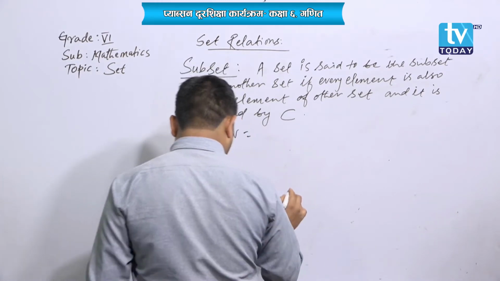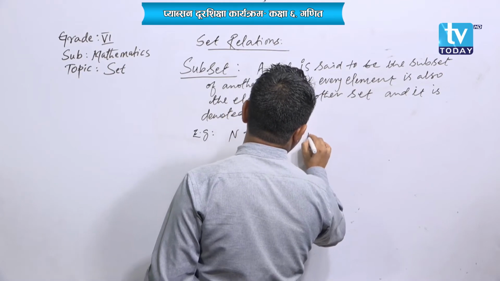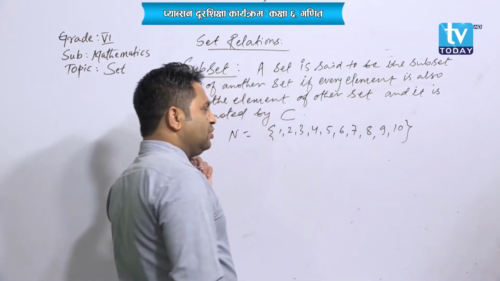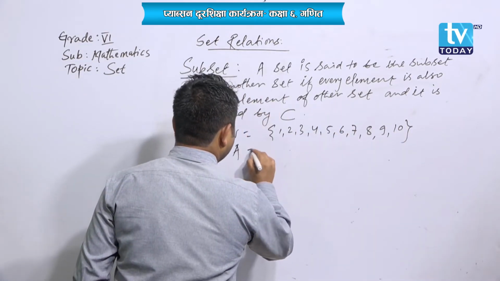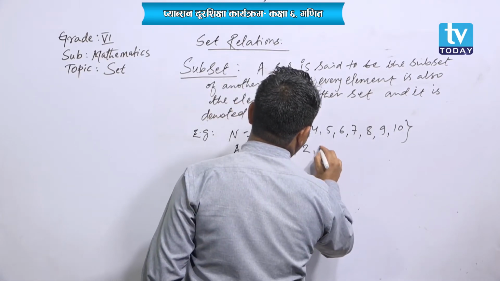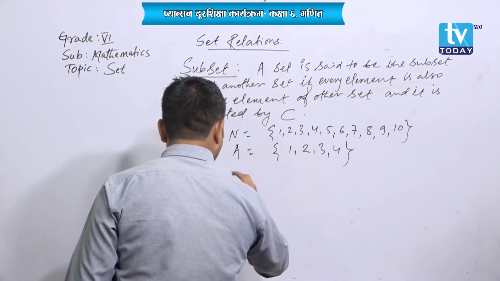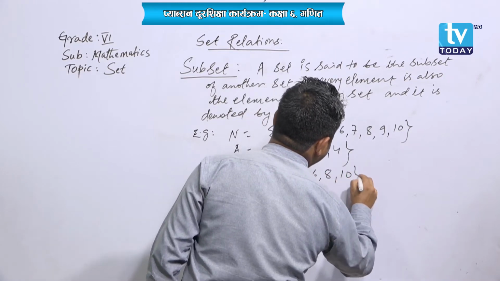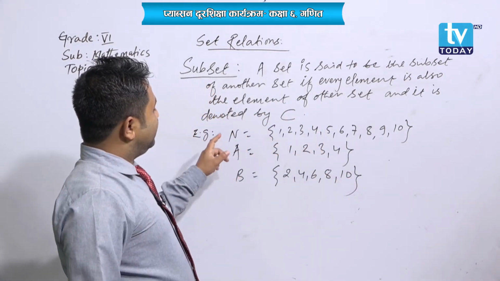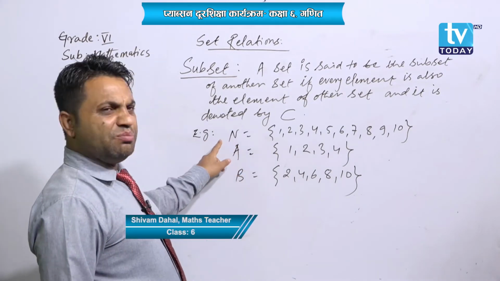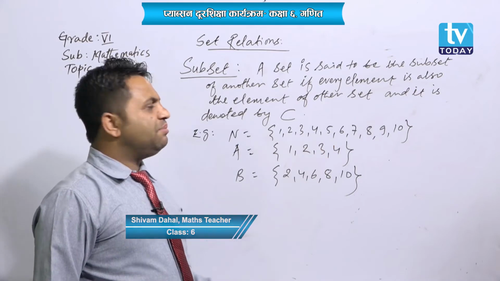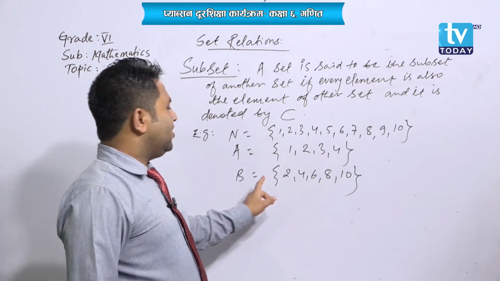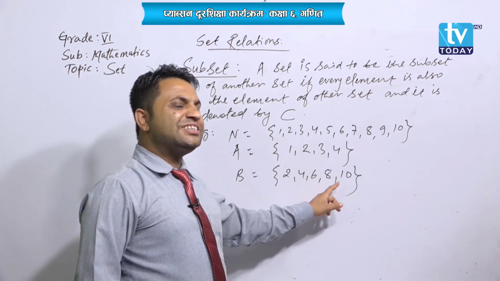Suppose natural numbers 1, 2, 3, 4, 5, 6, 7, 8, 9, 10. I am taking natural numbers from 1 to 10, and suppose A, you can take 1, 2, 3, 4. Then B is 2, 4, 6, 8 and 10. Here I am taking 3 sets. One set is natural numbers, that is 1, 2, 3, 4, 5, 6, 7, 8, 9, 10 elements of the set, another set A is 1, 2, 3, 4, and another set B is 2, 4, 6, 8, 10.